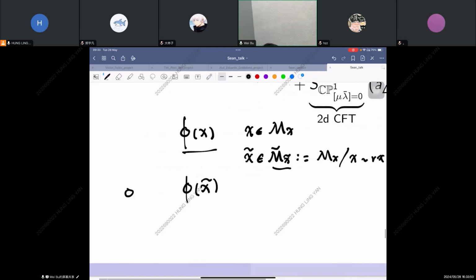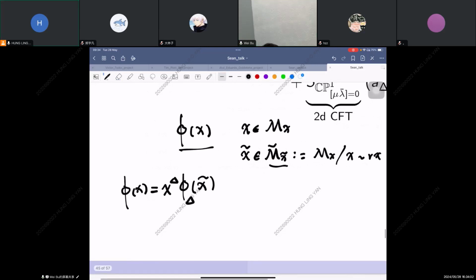It's simple. Just write phi of x as x to some power, let's call it delta, with phi labeled by some number delta. This is the scaling in x, because x tilde doesn't have any scaling. I've taken away the scaling. So this is precisely the embedding space formalism gist.